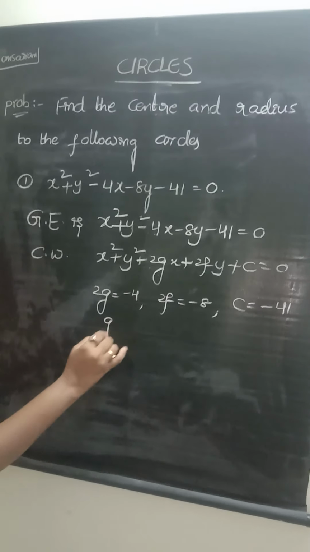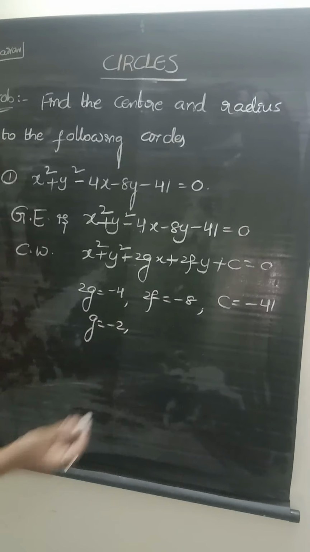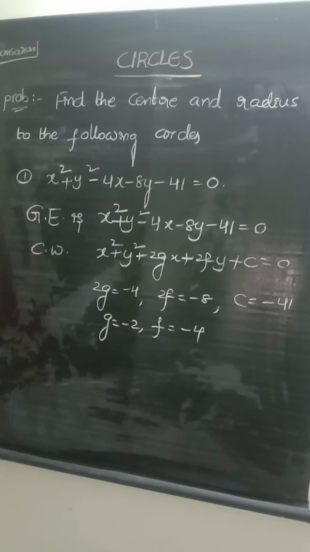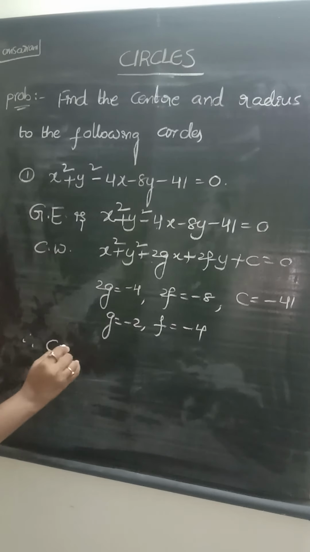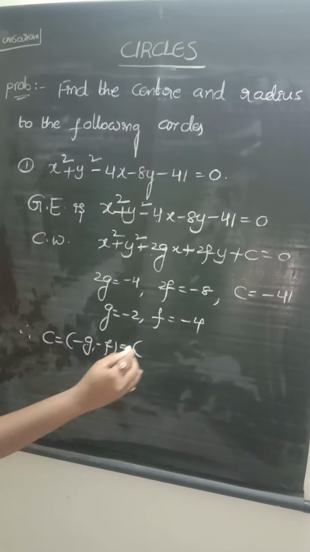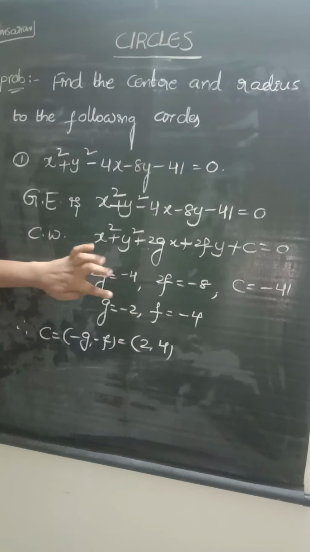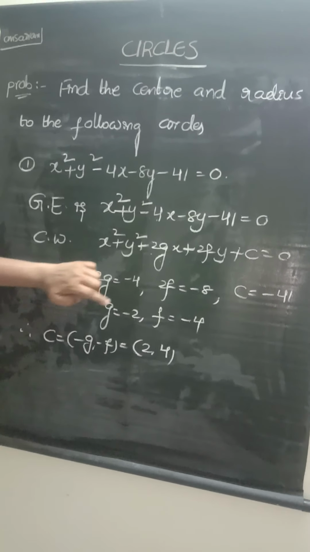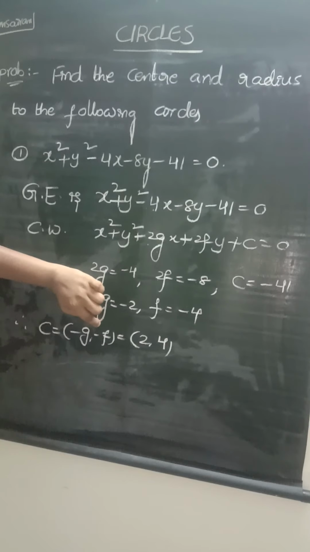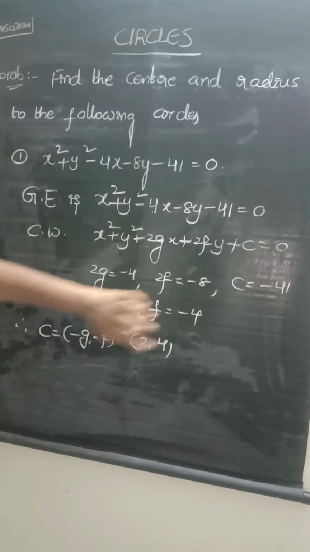2g is equal to minus 4, then g is equal to minus 2. 2f is equal to minus 8, then f is equal to minus 4. Therefore, center is equal to (minus g, minus f) equals (2, 4). G is equal to minus 2, then minus g is minus of minus 2, which is plus 2. F is equal to minus 4, then minus f is minus of minus 4, which is plus 4.